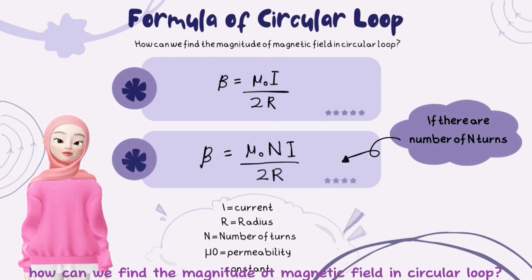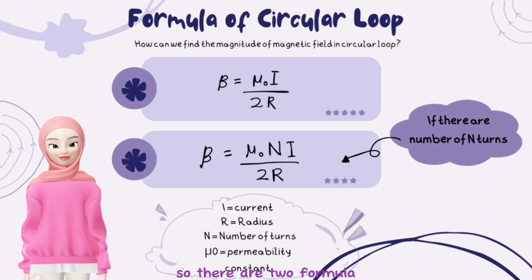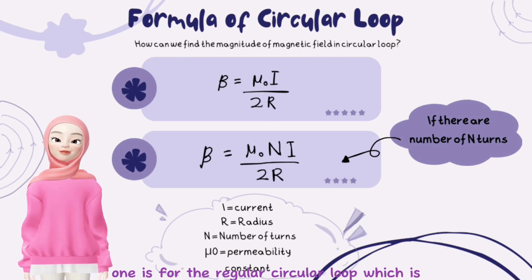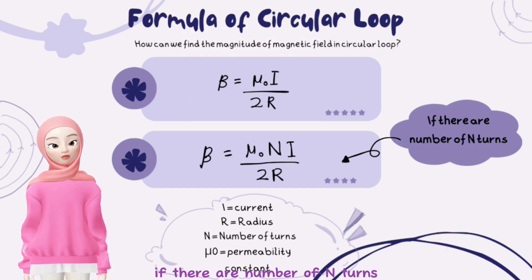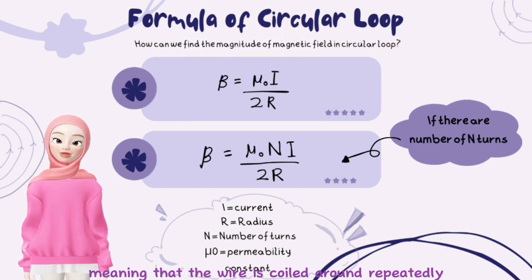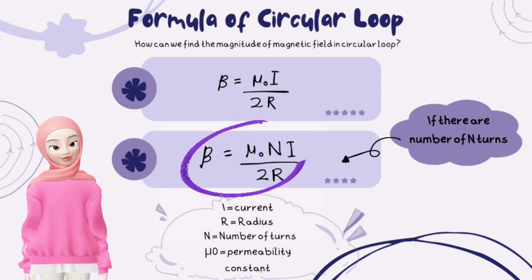How can we find the magnitude of magnetic field in circular loop? So there are 2 formulas. One is for the regular circular loop, which is B equals mu naught I over 2R. If there are N turns, meaning that the wire is coiled around repeatedly, you need to use B equals mu naught N I over 2R.